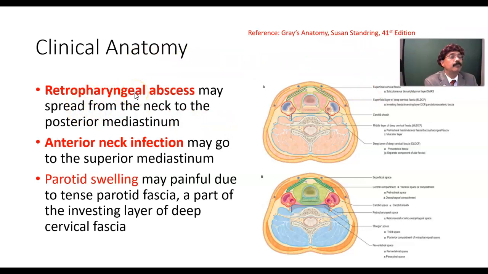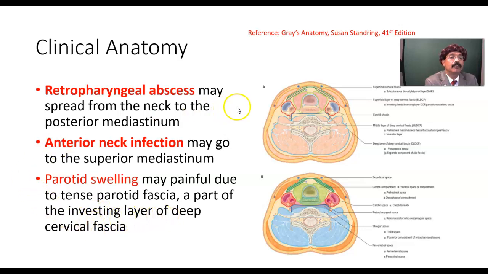Retropharyngeal abscess: the retropharyngeal space we discussed clinically, the space between buccopharyngeal fascia and the prevertebral fascia, may spread infection from the neck to the posterior mediastinum. Anterior neck infection, infection in front of the pretracheal fascia, may go to the superior mediastinum. Parotid swelling is very common, especially with any infection in the parotid gland, maybe some type of viral infection like mumps. Then the parotid gland swells up and it is covered by the parotid fascia, a component of the investing layer of the deep cervical fascia. So it makes a very tense situation. So parotid swelling may be painful due to tense parotid fascia, a part of the investing layer of the deep cervical fascia.